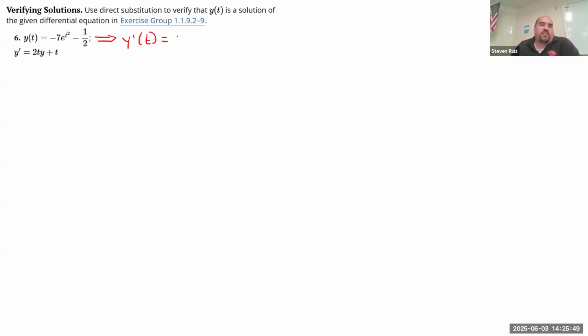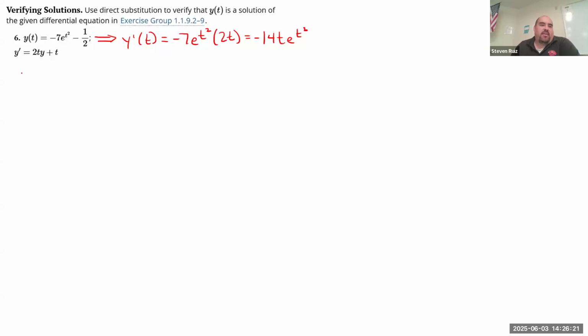So what is the derivative of negative 7 e to the t squared? The derivative of any exponential function contains the original exponential function multiplied by the derivative of the exponent. The derivative of t squared is 2t. Simplifying gives me negative 14t e to the t squared. So now I have an expression for y prime.